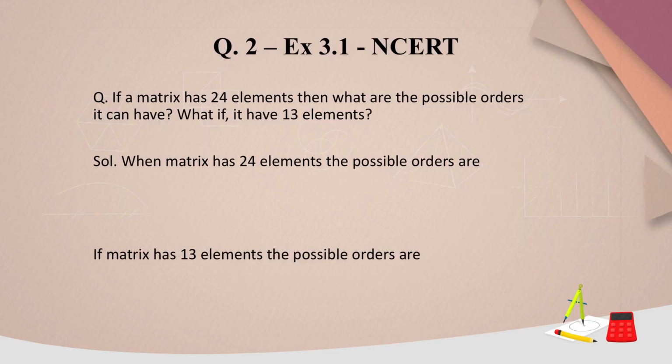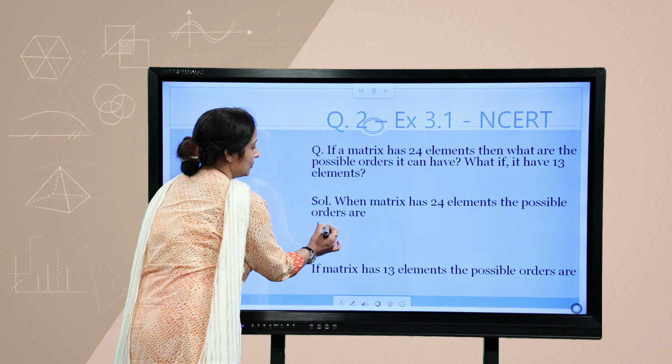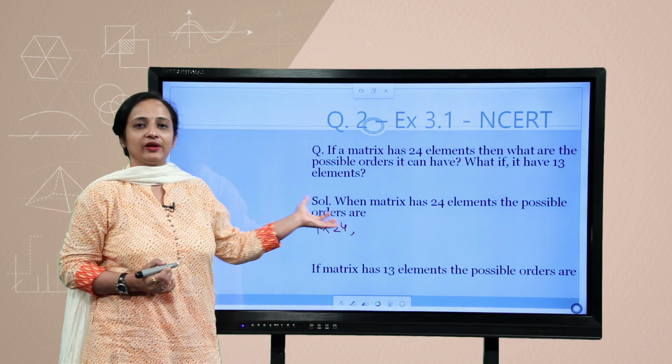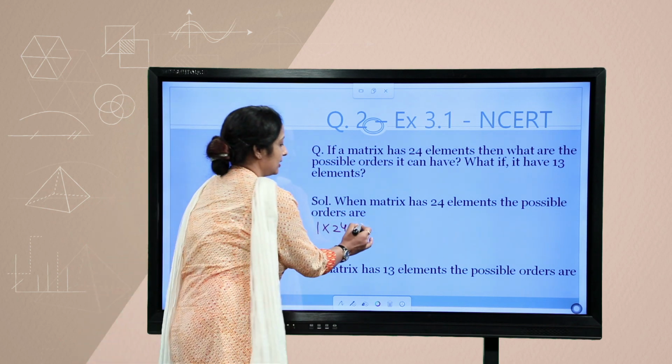So let us do this next question. If a matrix has 24 elements, what will be possible orders it can have? The second part says, what if it has 13 elements in all? So when a matrix has 24 elements, the possible orders are 1 by 24. Basically, we are going to write factors of 24.